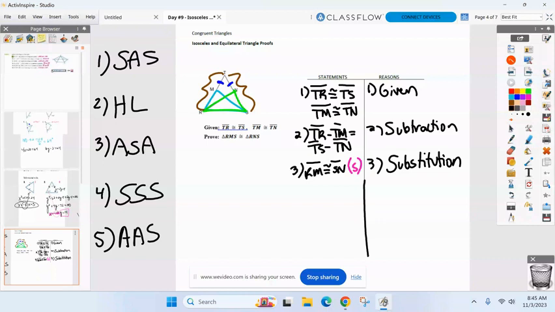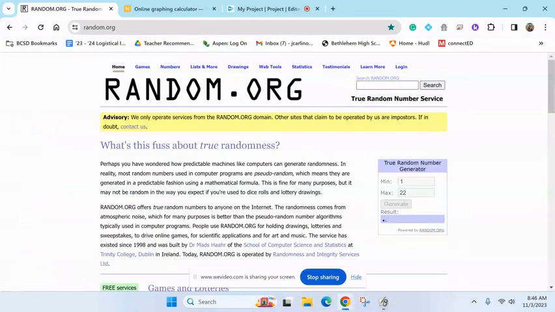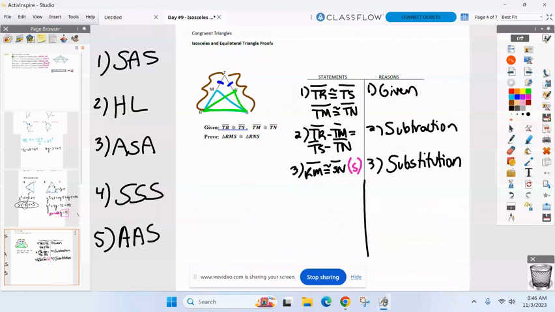What type of triangle is TRS? What do you know about TR and TS? What do you know about these sides? So what type of triangle is it? Isosceles. What did we learn yesterday? What's across from congruent sides?